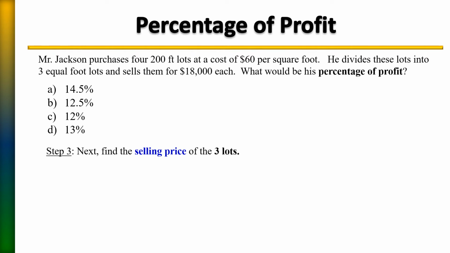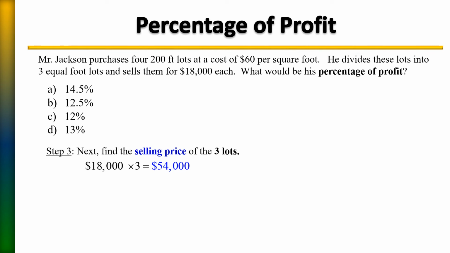So to find the total selling price, 18,000 times 3. Now we're not going to do times 4 because he divided them up into 3 lots. So 18,000 times 3. That means that they sold for $54,000. That was the total gain from selling the 3 lots.